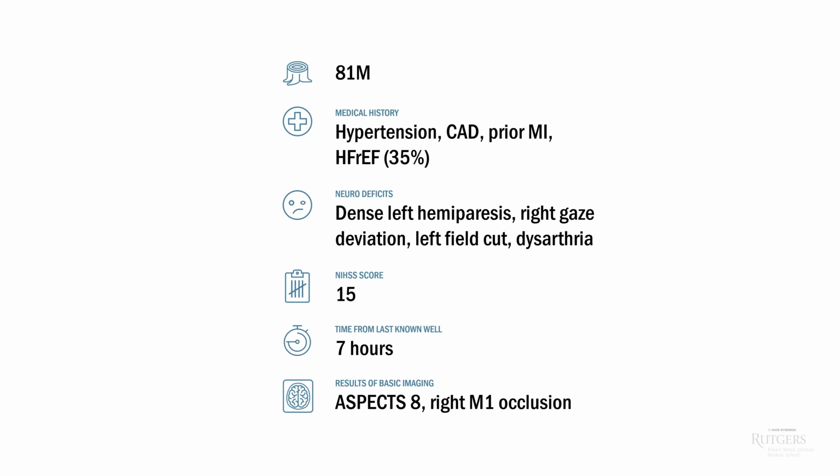Case 4. This is a case of an 81-year-old man with hypertension, coronary artery disease, prior MI, and heart failure with a reduced ejection fraction of 35%. He develops acute right MCA syndrome, dense left hemiparesis that results in a fall, right gaze deviation, left field cut, dysarthria. You get the idea. NIH stroke scale score is 15. He is 7 hours from last known well. ASPECTS is 8, and a right M1 occlusion is confirmed with CTA.